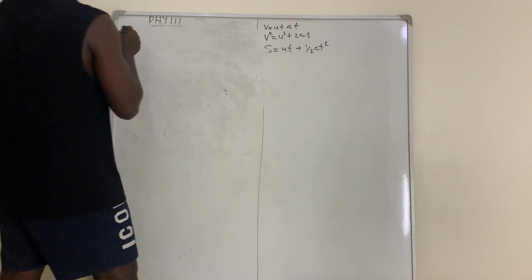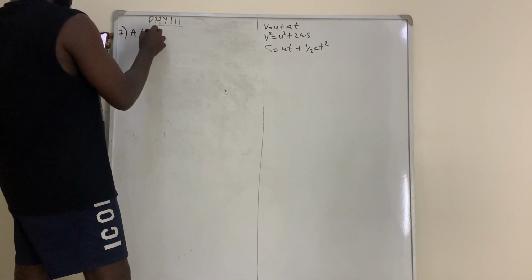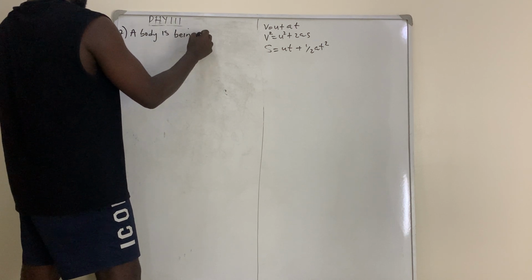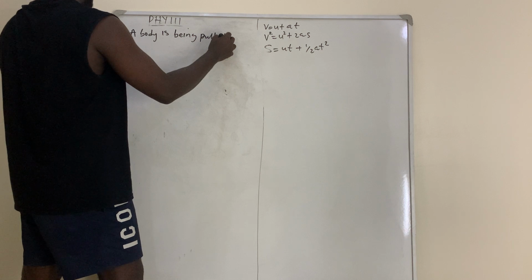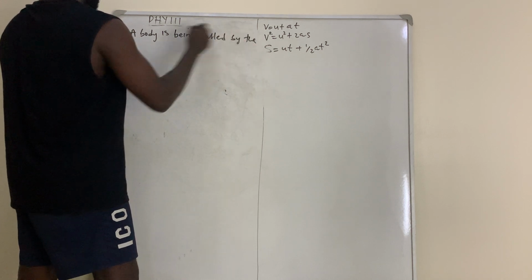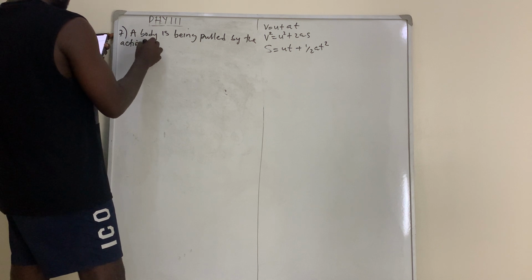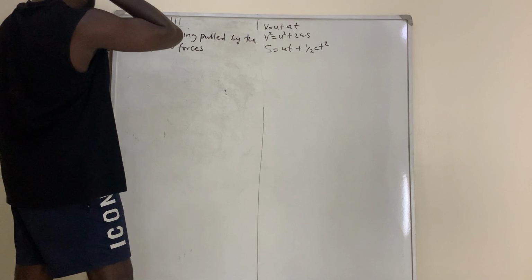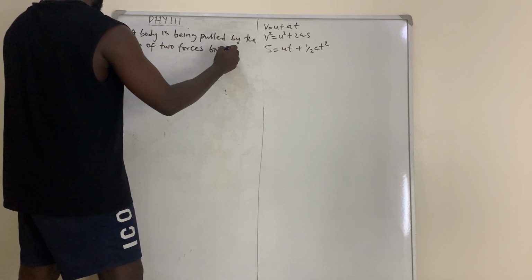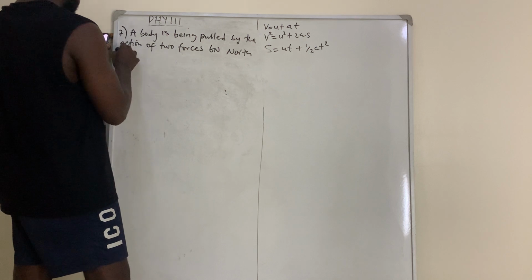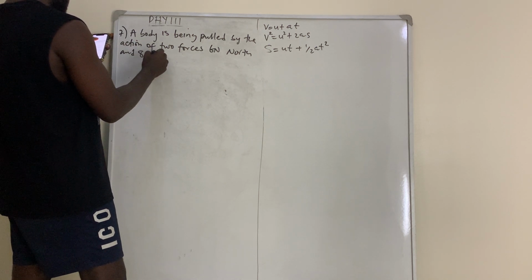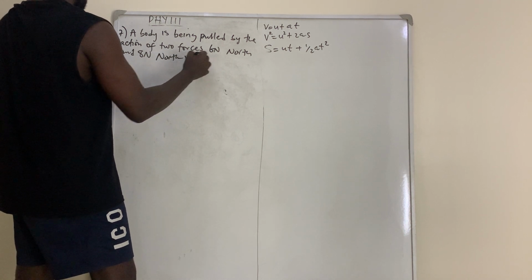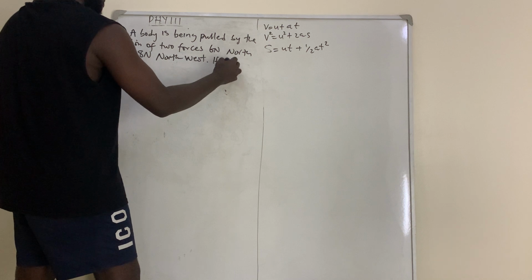Question number 7 said that a body is being pulled by the action of two forces, 6 Newton north and 8 Newton northwest.